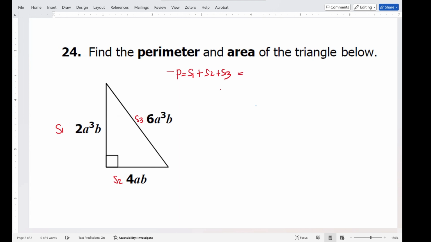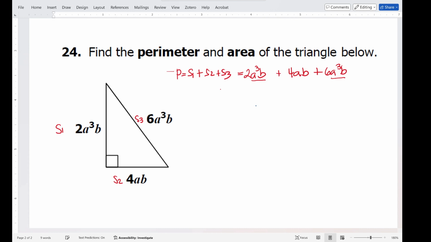And I'm going to substitute the values, okay? 2a cubed b plus 4ab plus 6a cubed b. We need to investigate these three terms so we can identify which terms we can combine. Okay, so the first term has a cubed b and the last term has a cubed b. So this means that these two terms can be combined.